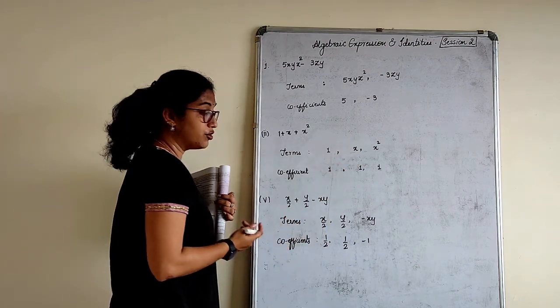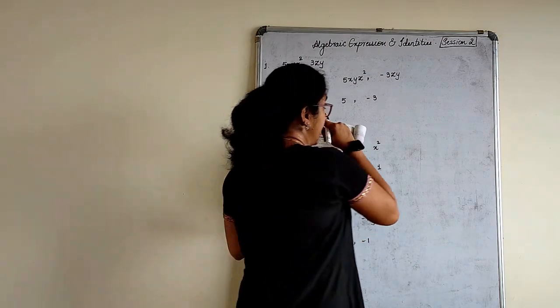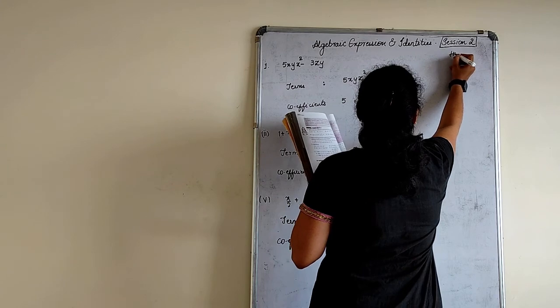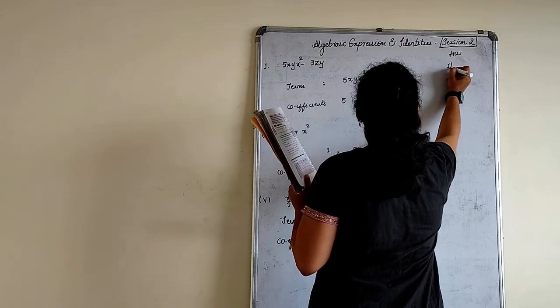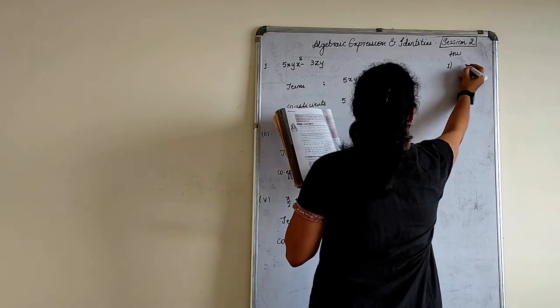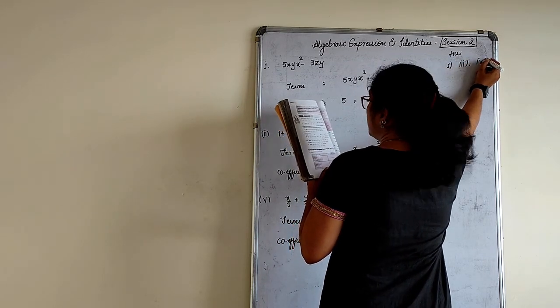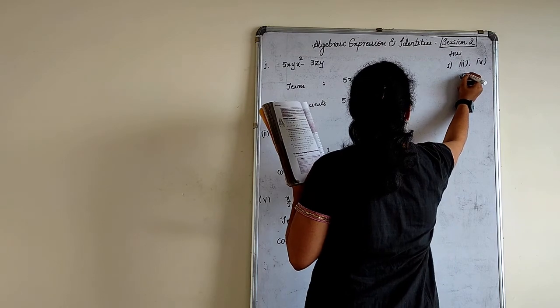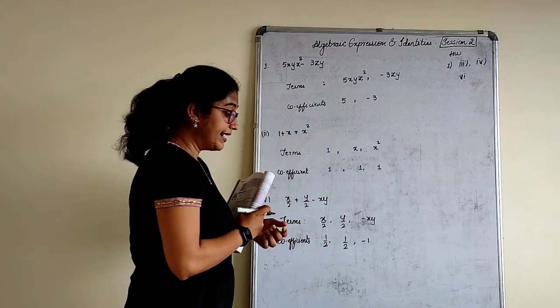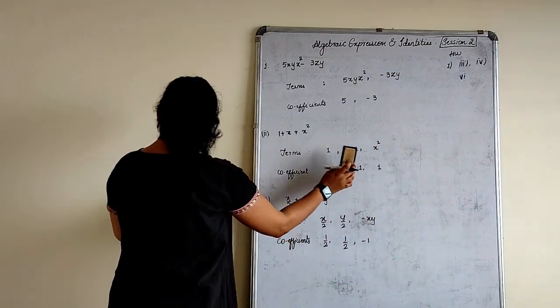So this is how you are supposed to solve. Let me mark the remaining for homework. First one I have done, second one also, third is for homework, fourth is for homework, and sixth one is for homework. Identify the terms and coefficients.